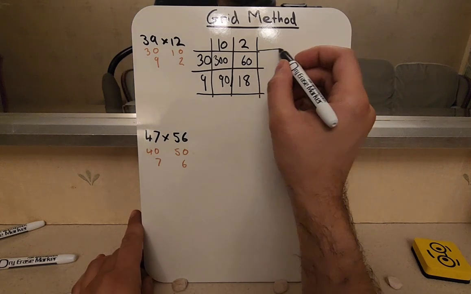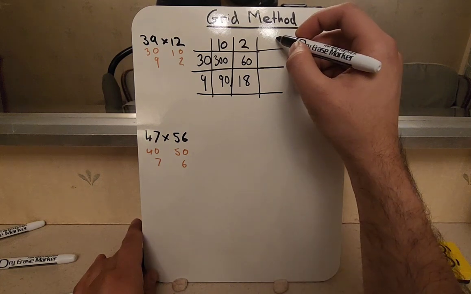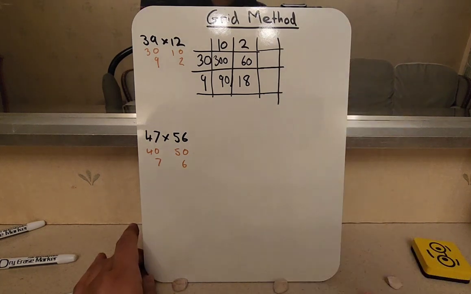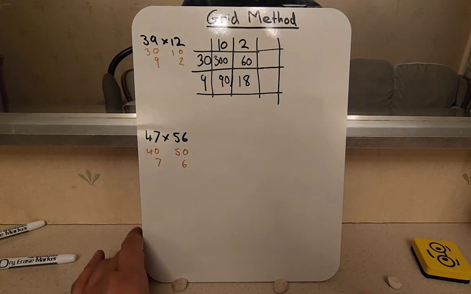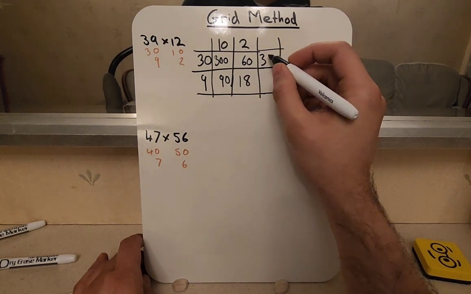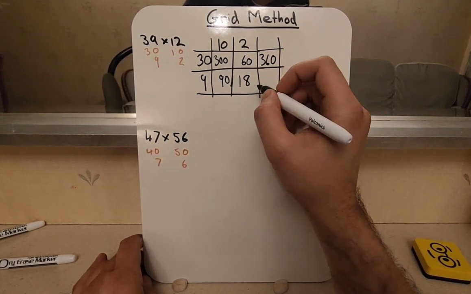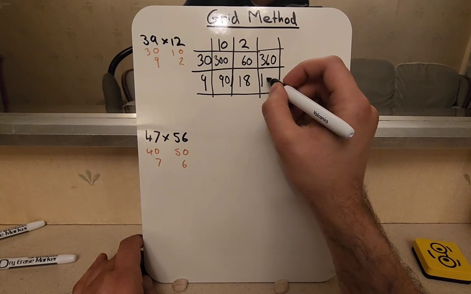So let's go ahead and extend our grid. You might want to do this all in one go at the beginning, but I feel if I draw it all up at the beginning, it gets a little bit intimidating, so I just add it on as I go along. Add these two up, 360. Add these two up, it's going to be 108.